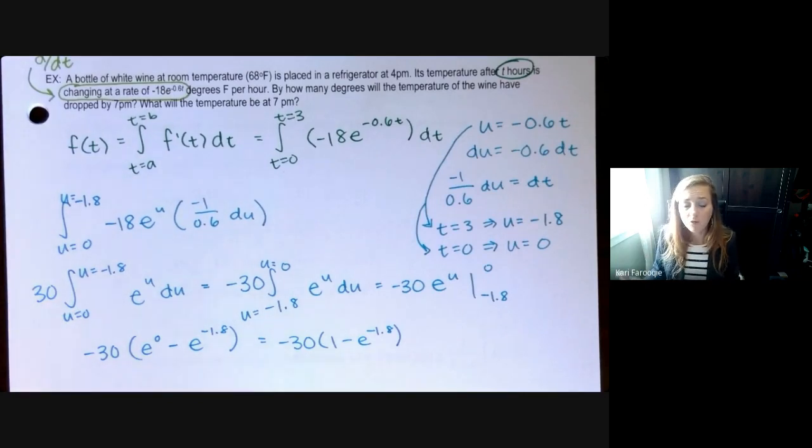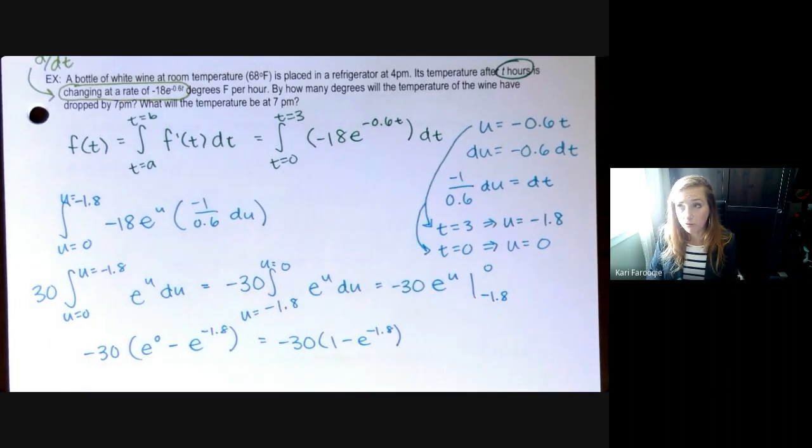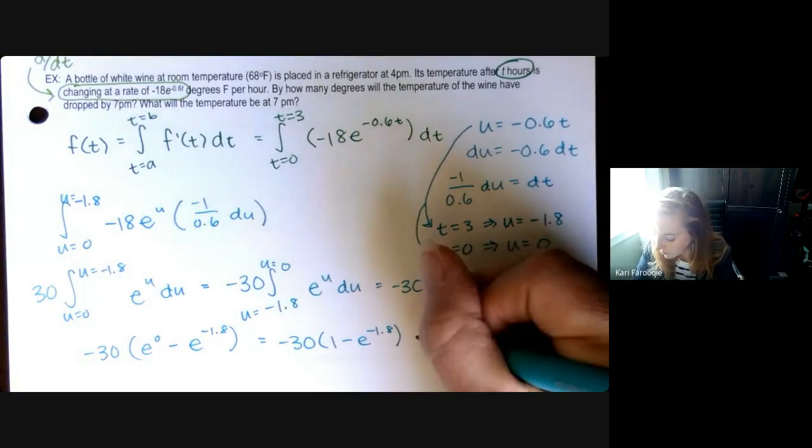By the way, if you've forgotten what we're doing by now, we're trying to find, for the original function, what the change in temperature was over the hours t equals 0 to t equals 3. So over the 3 hours that it was in the fridge, we're trying to figure out what the temperature change was, taking us from the rate of change back up to the actual temperature change.